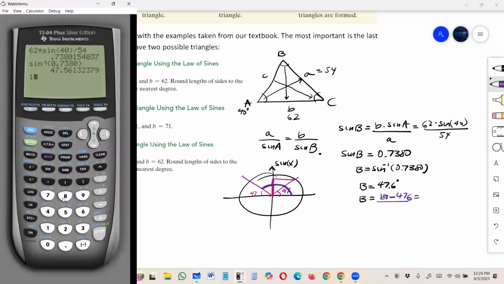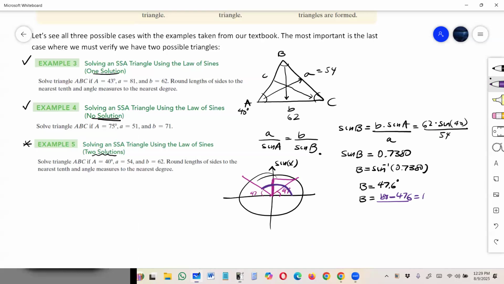And we go to the calculator. You do this in your head. It's not that difficult. 180 minus 47.6. And we get 132.4. Now, here's the thing. We know for a fact, even without checking, that this is a possible angle because it's smaller than 90 degrees. So we're fine. We have to see if there's a possibility here for a triangle whose angle B is 132.4.